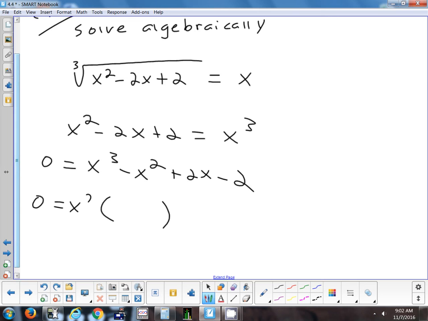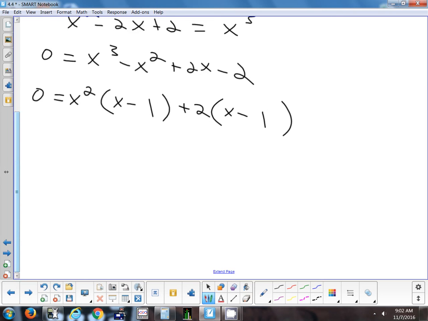x squared. And what does that leave me with? So that's what we're hoping we get. What can you factor out of the second one? Positive 2. And what does that leave me with? Perfect. So now they both have in common an x minus 1. So factor that out.